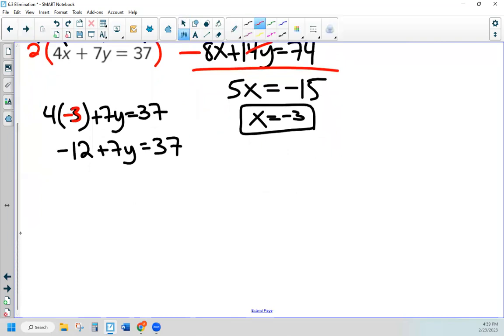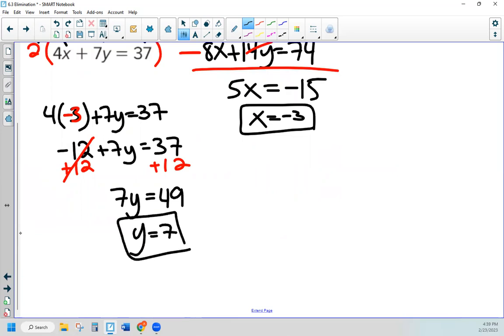In this section, we take 12 to the other side by adding, right? And now what do we got? We got 7y equals 49. What number do you multiply by 7 to get 49? That's 7. Boom. There we go. Our two lines intersect at negative 3, 7.